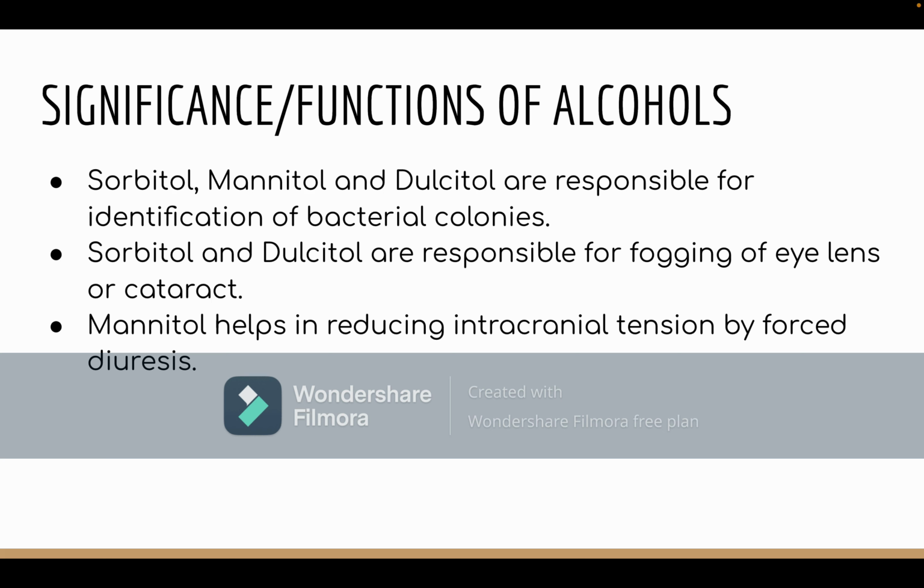It happens with age. In the case of diabetic patients, the formation of sorbitol and dulcitol is more, therefore cataract mostly happens a little earlier for them because of more glucose levels, hence more formation of sorbitol and dulcitol. And mannitol helps in reducing intracranial tension by forced diuresis. Diuresis is removal of fluid from the cranial cavity so that there's no tension in the cranium.